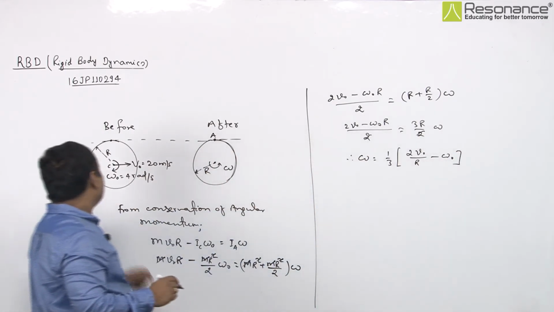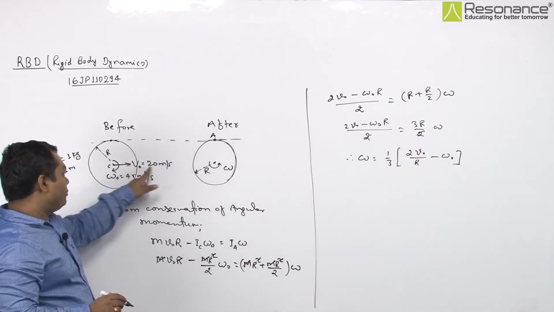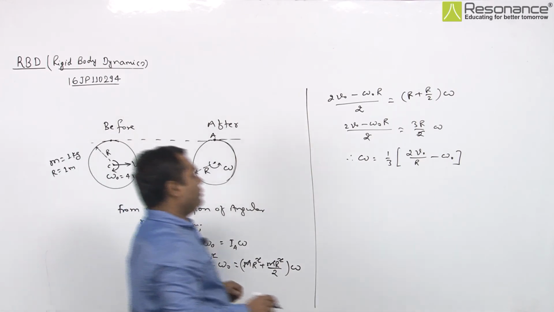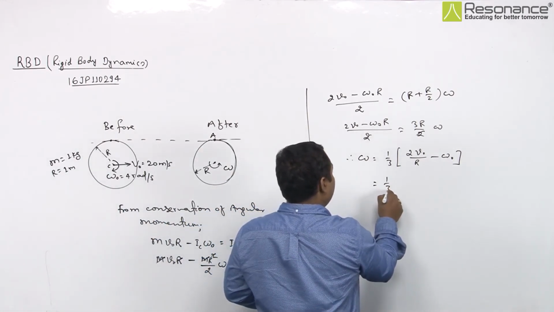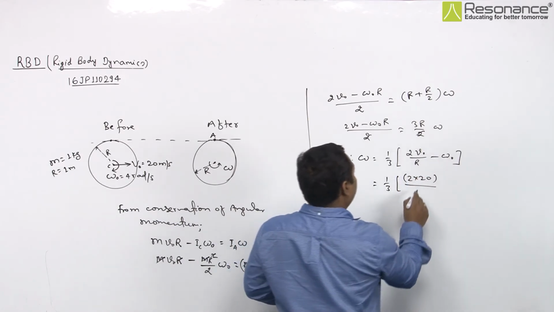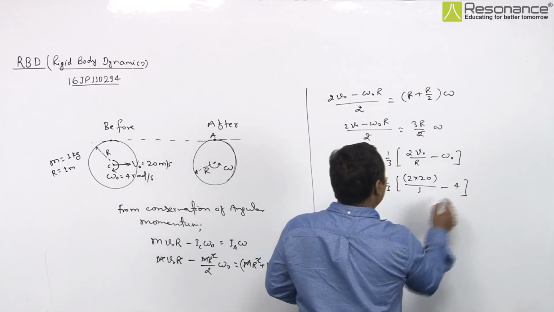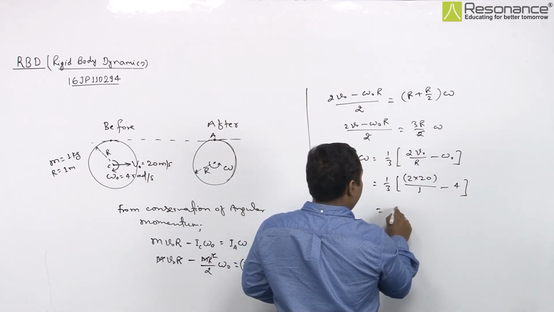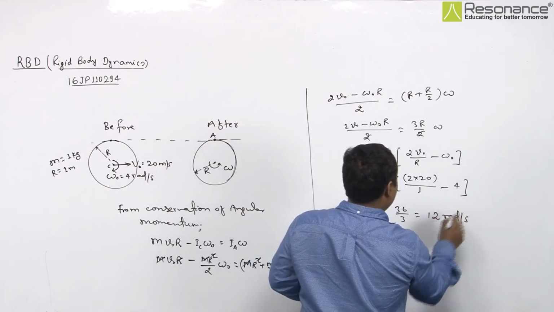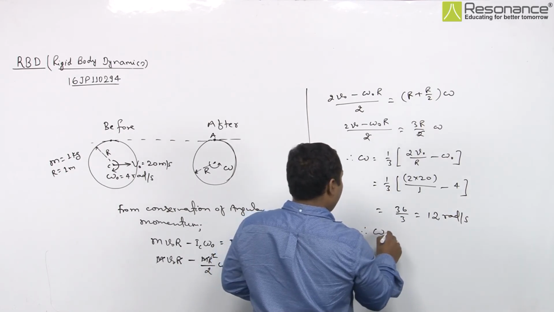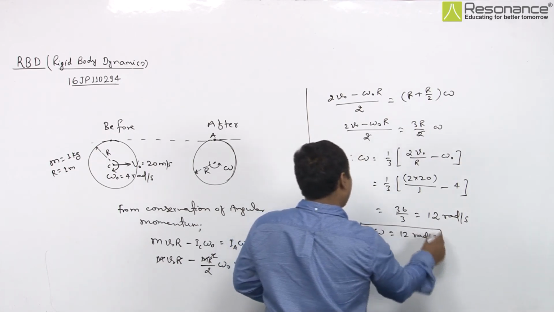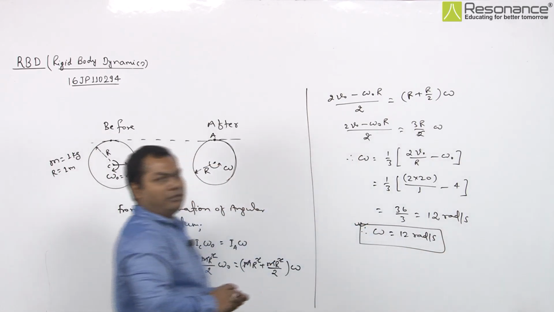By putting these values, v naught 20 meter per second, omega naught 4 radian per second and r 1 meter, in this relation we can get omega. So, it will be 2 multiplied with 20 divided by 1 minus omega naught, which is 4. By solving, we will get 36 upon 3, that is 12 radian per second. So, our final angular velocity of the disk will be 12 radian per second, and this is the desired result for this question.